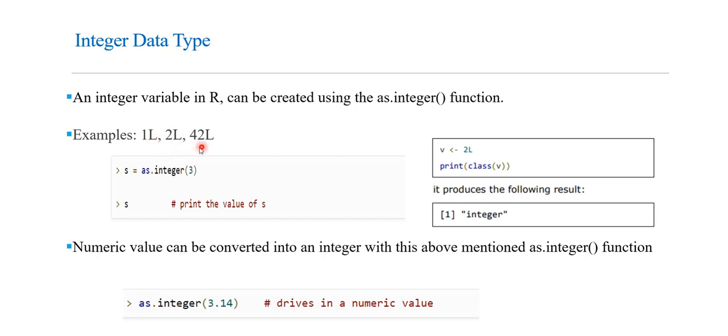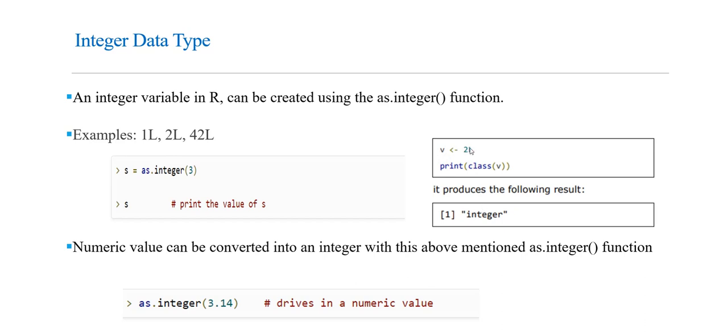So integer is nothing but a real value, an integer value. Okay, so how to assign an integer value? Whenever you write a number followed by capital L, this will be considered as an integer. Normally, whenever you type a number followed by capital L, this will be considered as an integer in R programming. Here I have assigned a value with capital L to the variable v. So the data type of variable v will be nothing but an integer. Okay, so this is one way of defining an integer.